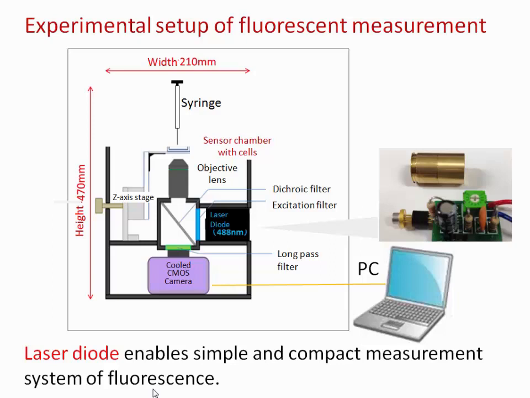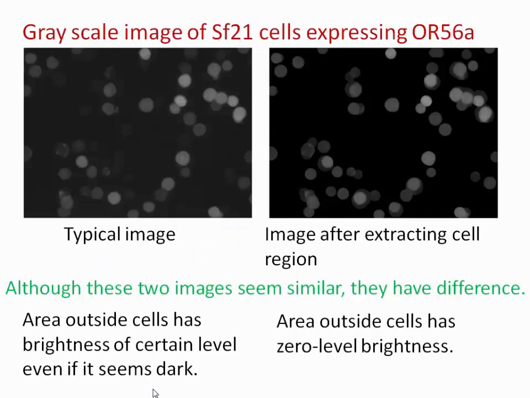The size is around 470 millimeters in height and 220 millimeters in width. This is different from a fluorescence microscope: we use a laser diode, which enables a simple and compact measurement system of fluorescence. And this is a grayscale image of SF21 cell expressing OR56A. OR56A is the name of the OR we use, and it has a specific response to geosmin.